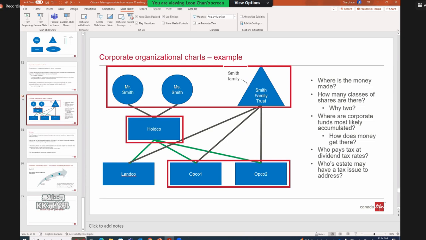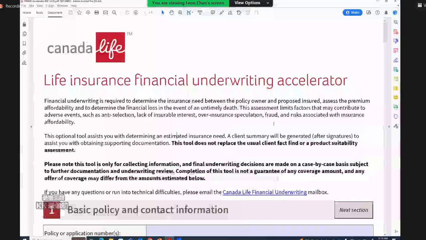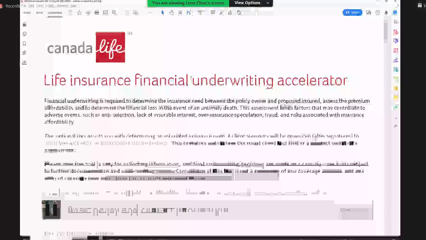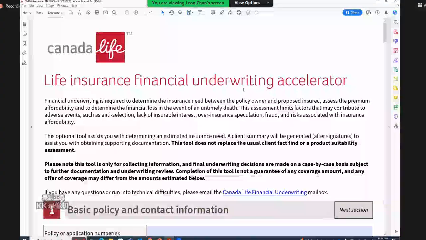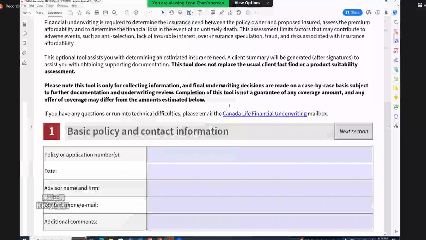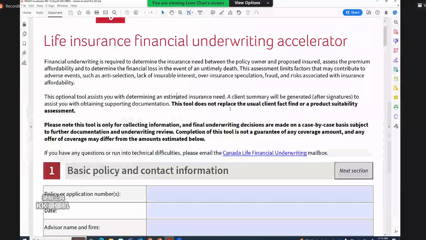Okay, so the next thing we're looking at here is this life insurance financial underwriting accelerator tool, right? And like I said earlier, it's really, really helpful for advisors, for me even, just to look at this and have an understanding of how potential insurance needs are justified by our team over at head office, right?